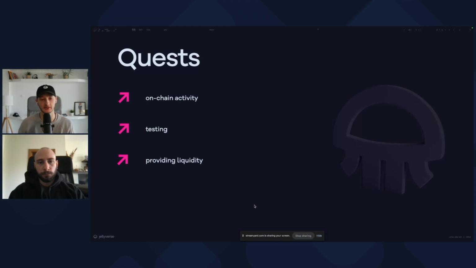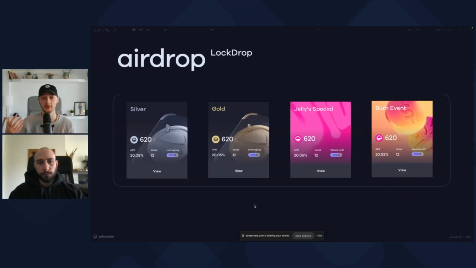And the current idea is to have something like a main quest where you start from a very simple quest and move to a very difficult quest. And along the way, you can provide a lot of value to Jellyverse. You can participate in testing. You can provide liquidity. You can create a staking position. You can maybe buy some Jelly. You can really interact in a positive way. And you get free Jelly along the way. And at the very end, you get one of the bigger lock drops.